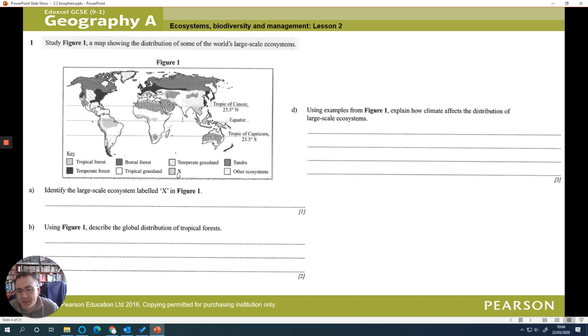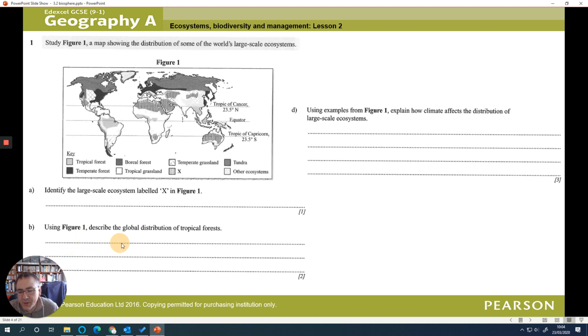With this one, we can see we've got to look at what's labeled as X. We can see it's here, located on the tropics. And from the previous work we've done before, we know they are the hot deserts. So we can put that down just as a simple state one mark question.